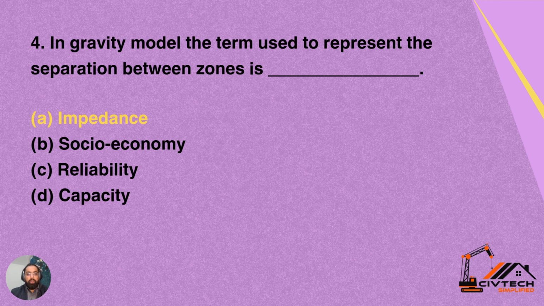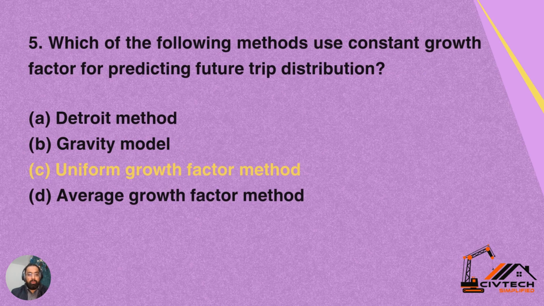Question number 4. In gravity model, the term used to represent the separation between zones is option A, impedance, option B, socio-economy, option C, reliability, option D, capacity. So A is the correct answer. In gravity model, the term used to represent the separation between zones is impedance.